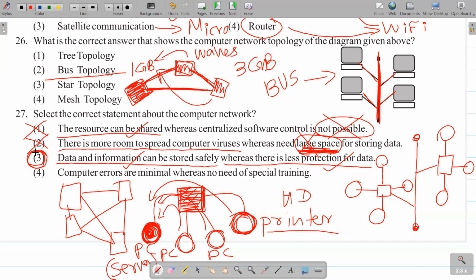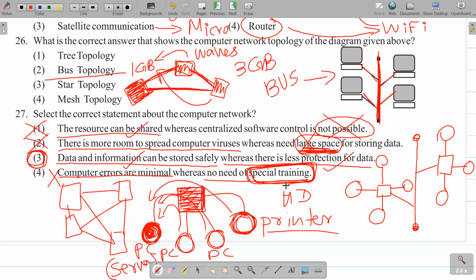And the fourth one, it says computer errors are minimal, whereas no need of special training. Both the factors are wrong. Computer errors are not minimal because they have to take care of many devices. And no need of special training? No, we need special training because handling a network is not something normal. You have to train for the things that you need to do.